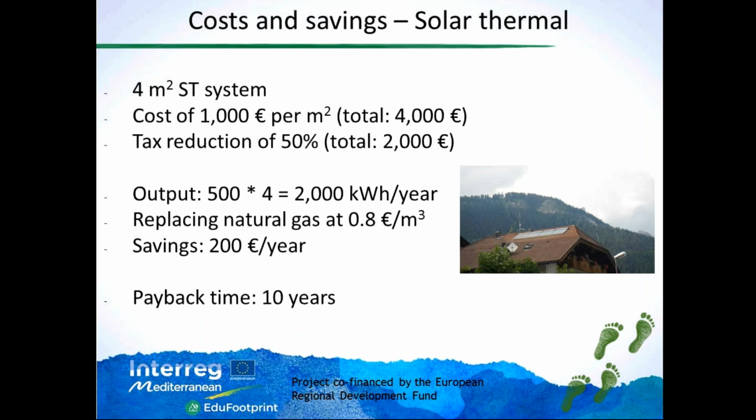Then I tried to do a calculation for this system. I took a 4 square meter solar thermal system, which can be typical for one family, assuming a total cost of 4,000 euros, and assuming a tax reduction as incentive scheme of 50%. Then we looked at the output, and we assumed that this solar hot water was replacing natural gas burning, and so the savings were estimated at 200 euros per year, and the payback time was about 10 years.